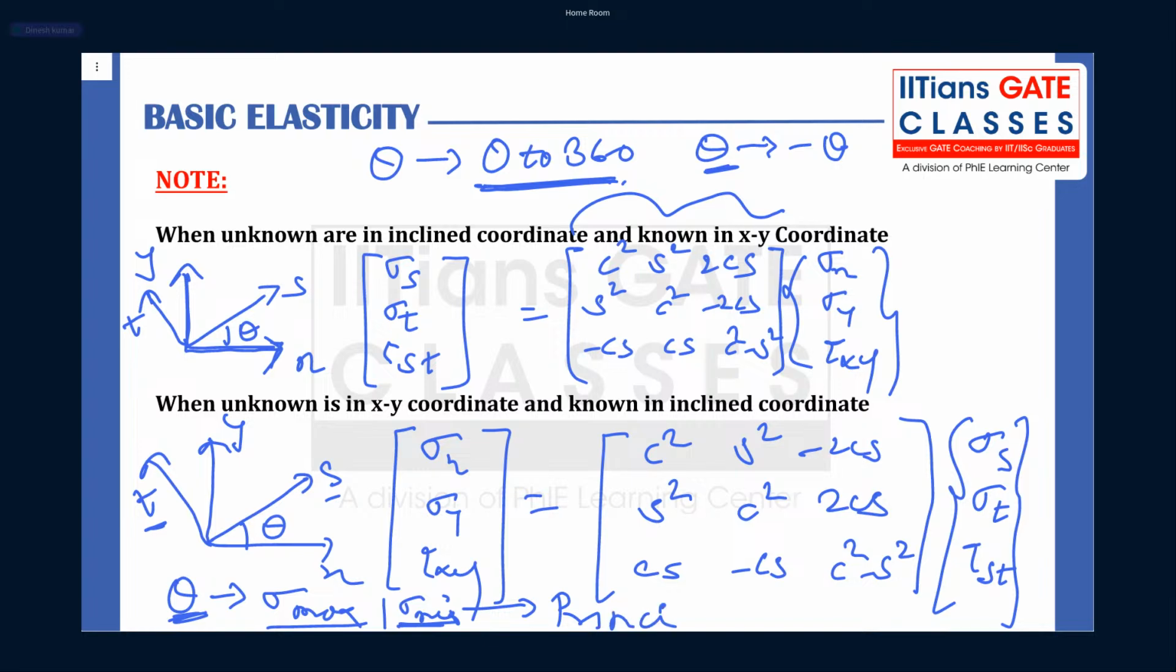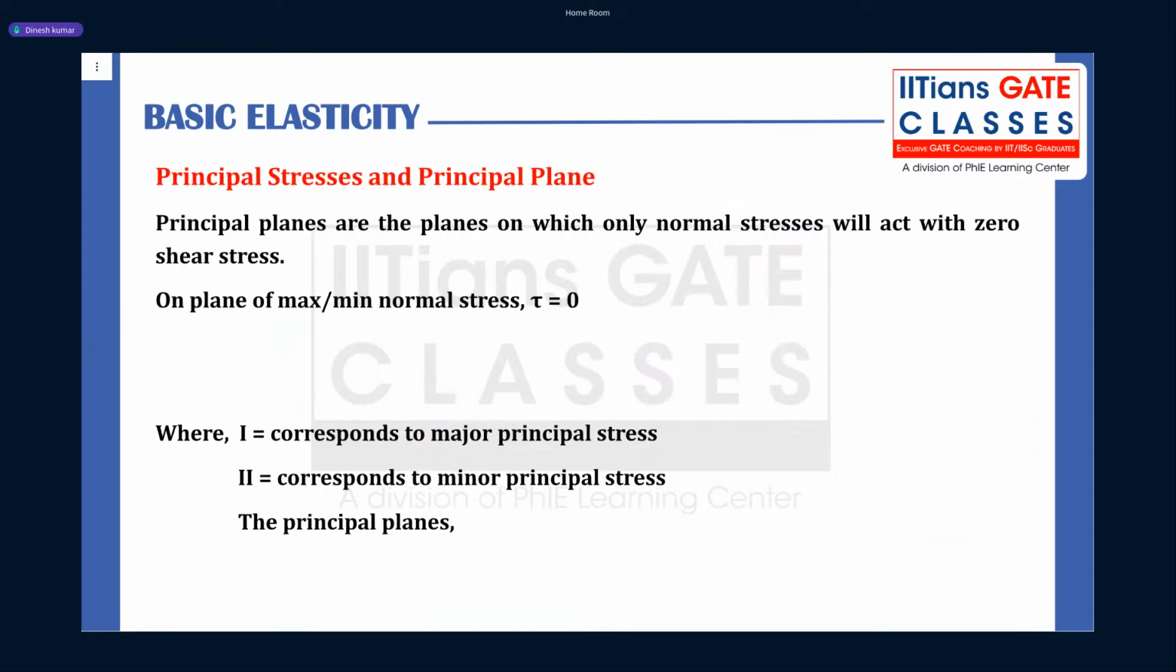Clear? Nothing different. This is one of the normal stresses in a transformed coordinate, but for it you need the value of theta. So what is the principal stress, or principal plane? Principal planes are those planes on which only normal stress will act with zero shear stress. This is one definition. Another definition: principal planes are those planes on which normal stress is maximum or minimum. Clear? What are the principal planes known as?